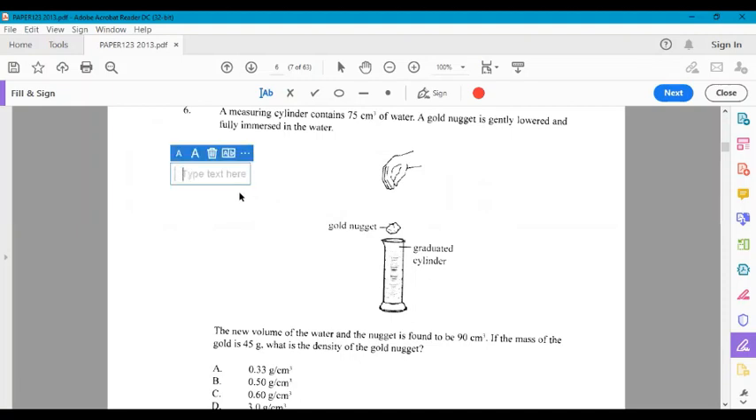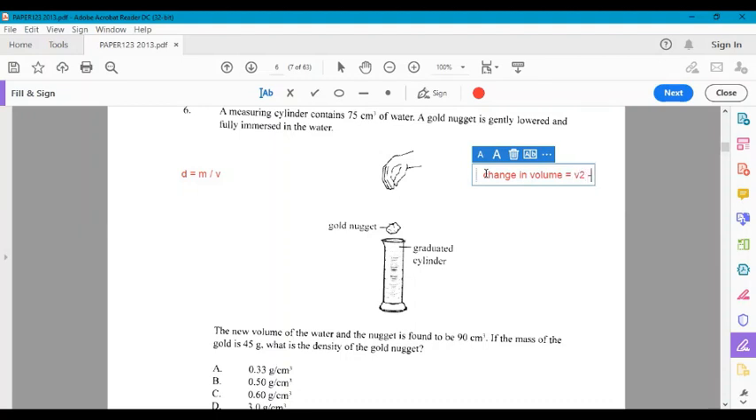Okay, so 2 relationships we need to use. First, we need to recall that density is equal to the mass of an object divided by its volume. And we're finding volume by displacement here. So the change in volume, V2 minus V1, is going to give us the volume of the object. That is going to be equal to the final volume, which was 90, minus the initial volume, 75, which is going to give us 15 cubic centimeters.